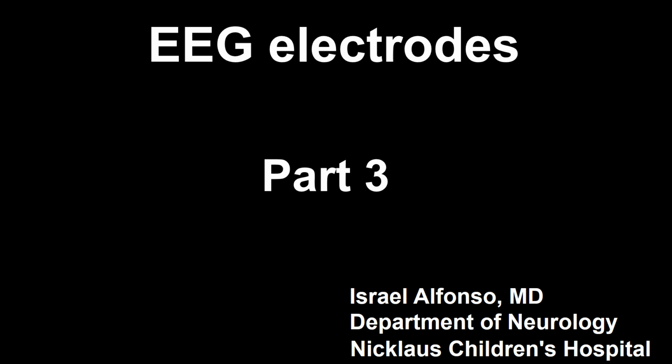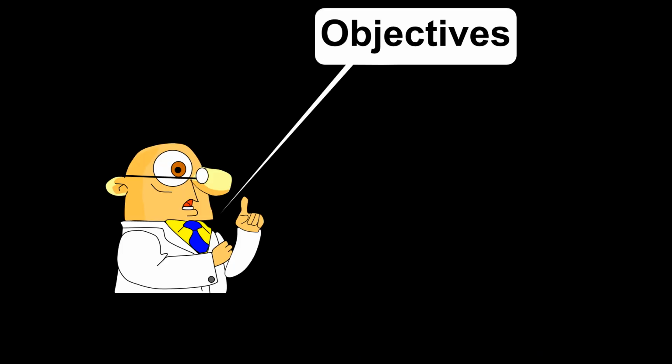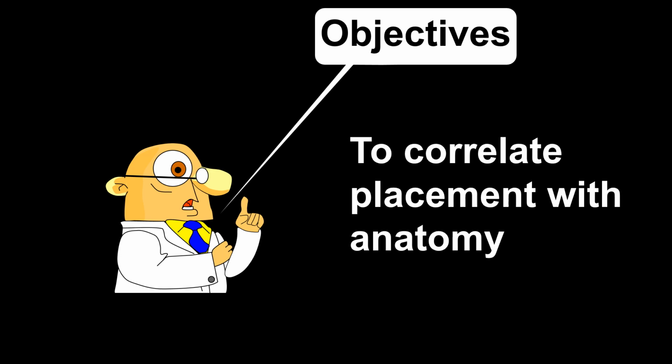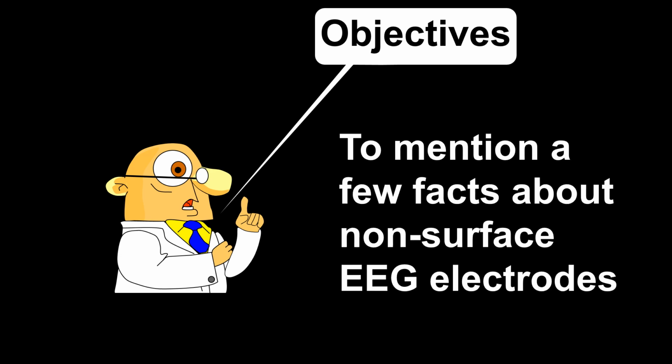This is the third and last talk about EEG electrodes. It deals mainly with surface EEG electrodes. The objectives of this talk are to explain surface EEG electrode placement, correlate placement with anatomy, and to briefly mention a few facts about non-surface EEG electrodes.